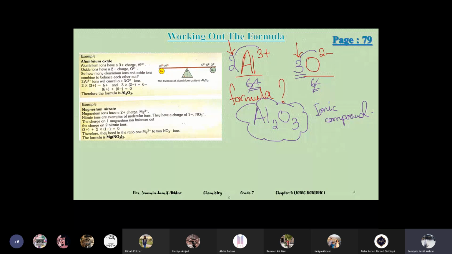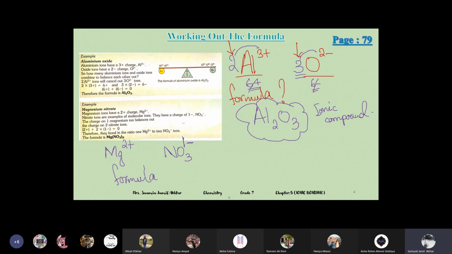For the next one, see, magnesium ions have 2 plus charge. Nitrate ions are examples of molecular ions. They have 1 minus charge. So we have magnesium 2 plus, and nitrate NO3, which on the whole is minus 1. So what will be its formula?